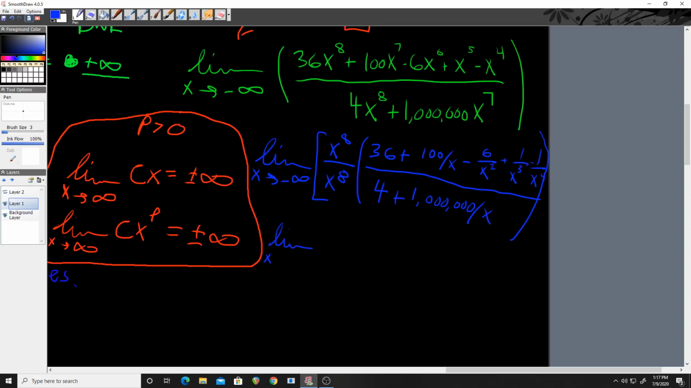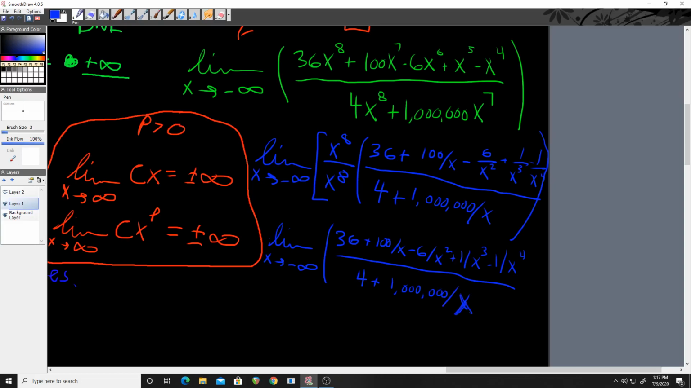So we get a limit as x approaches negative infinity of what's remaining, which is 36 plus 100 over x minus 6 over x squared plus 1 over x cubed minus 1 over x to the fourth, over 4 plus 1,000,000 over x. Okay?